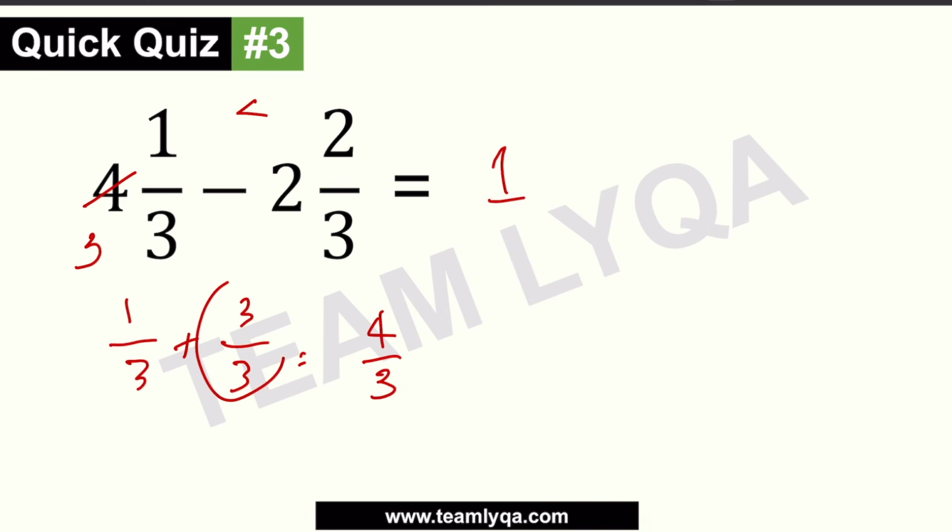Again, saan galing ito? Dito, kinuha ko siya dyan. Okay? So, 4 over 3 na lang, minus 2 over 3. That is 2 over 3. Dadagdag ko lang siya dito. 2/3. So, tapos na ako.